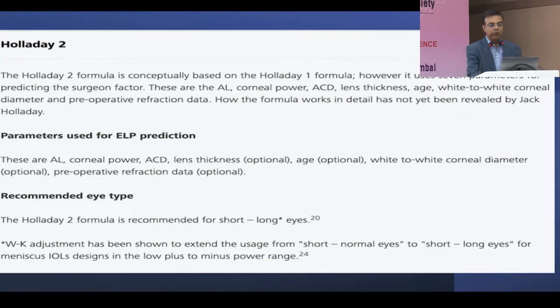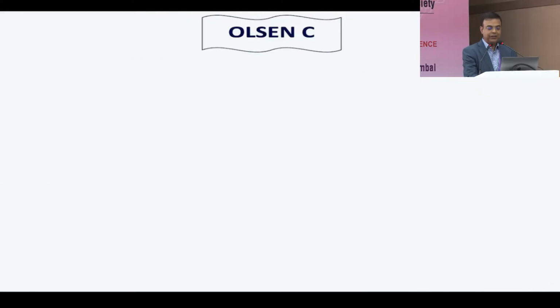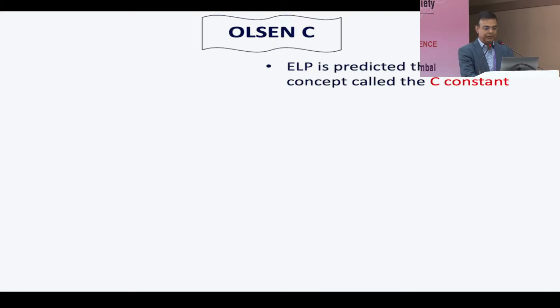The Holladay 2 and the Holladay IOL Consultant were very popular, and Holladay 2 still remains on some of the machines as a very popular formula. It is again a very versatile formula from the short to the long eyes. And again, the Wang-Koch adjustment has been shown to extend the usage from the short normal eyes to the long eyes for the minus lenses as well, and it can still be used, but nobody knows how it works. Jack Holladay has kept it confidential, just like the Barrett formula. Nobody knows the algorithm that is used.